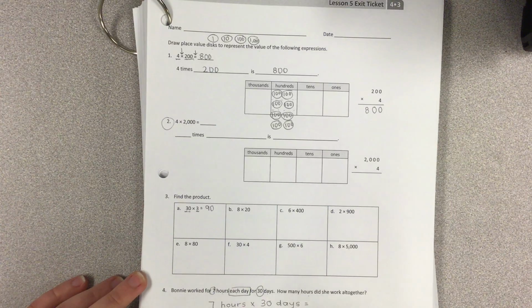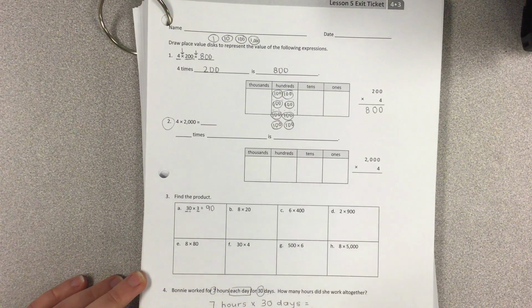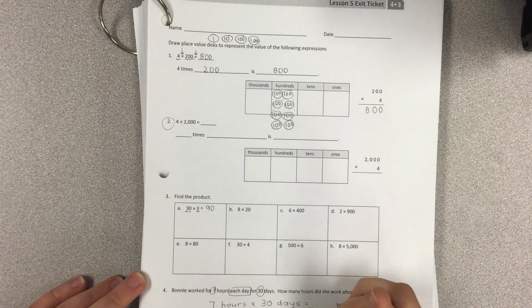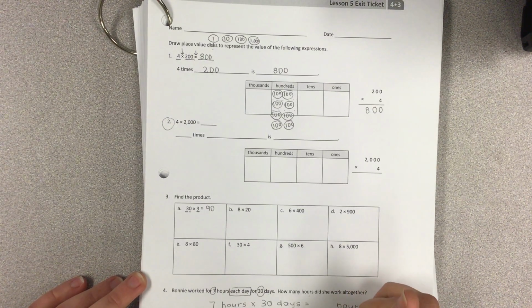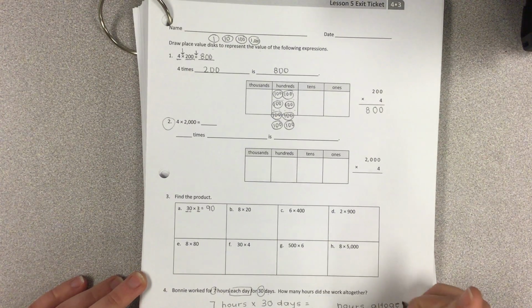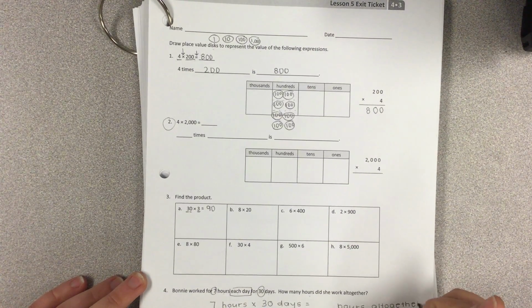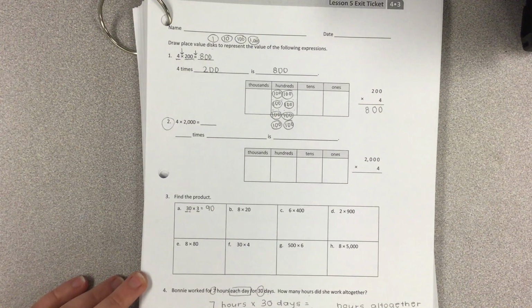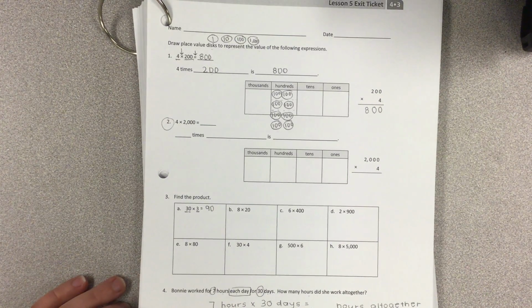Whew. Sorry, my mouth was not cooperating. So by multiplying these numbers together, how many hours did she work altogether? I'm making sure that I label my answers because it's a word problem and I need to know what these numbers mean. Now it's your turn to finish your exit ticket.